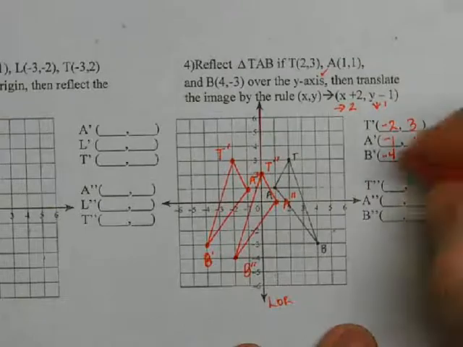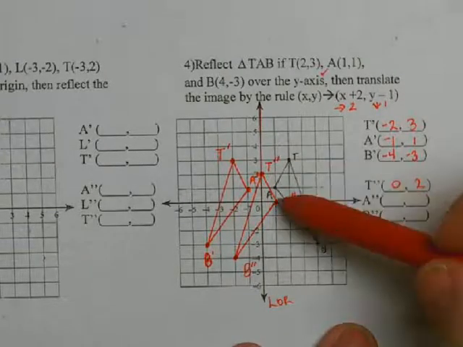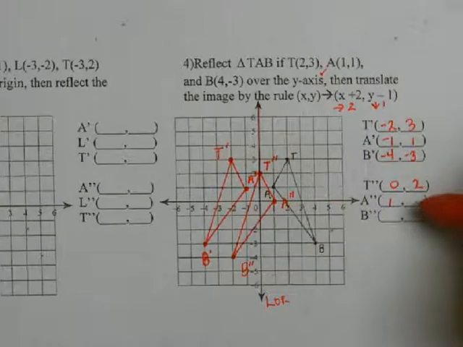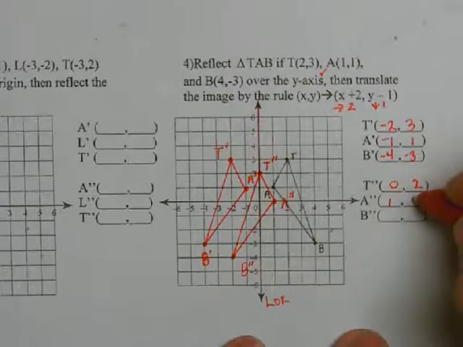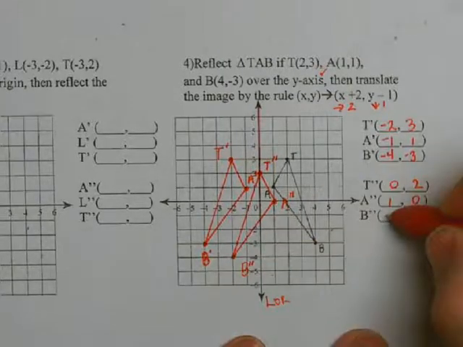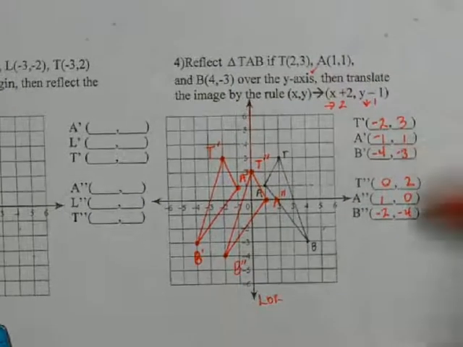So T prime prime, the x is 0, the y is 2. A prime prime, you'd have 1, comma, 0, there's no y. And then B prime prime would be -2, comma, -4. And that's all you have to do. You just got to make sure you got your coordinates and your graphs here.